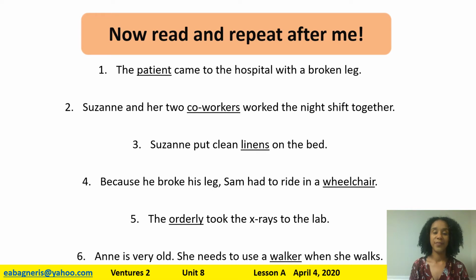Number 5. The orderly took the x-rays to the lab. Number 6. Anne is very old. She needs to use a walker when she walks.